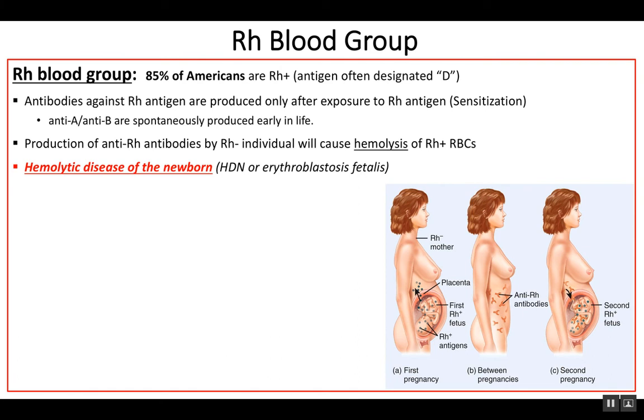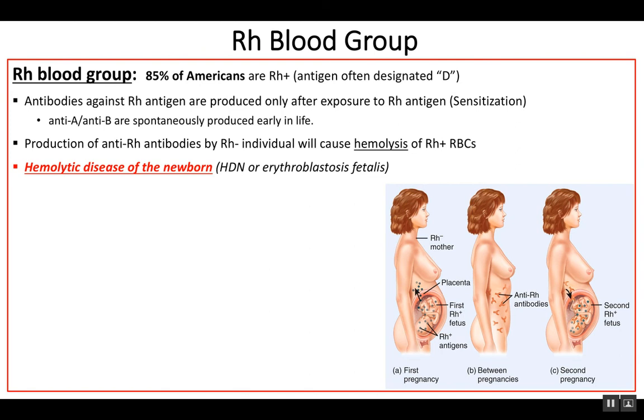The reason why we study Rh is we found that there could be a problem when we have a pregnant mother who is Rh negative carrying an Rh positive baby. These bloods are incompatible. But during the first pregnancy, bloods don't mix. At the placenta, blood does not mix between mother and fetus. Nutrients get exchanged, waste gets exchanged, but blood does not mix. But what happens at birth is mixing of blood, which exposes the mother's immune system to the Rh antigen.